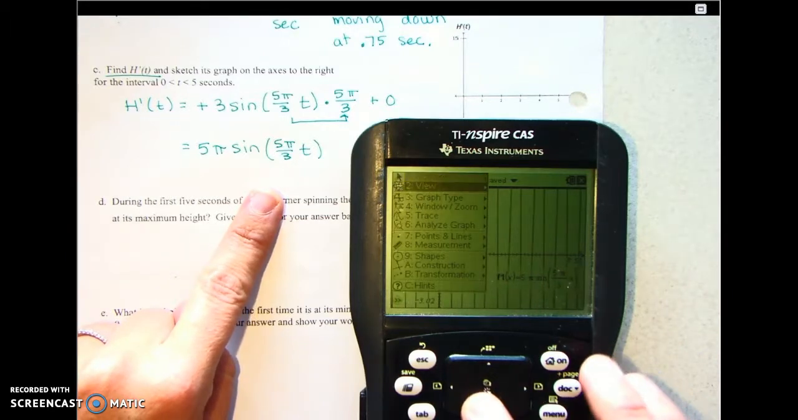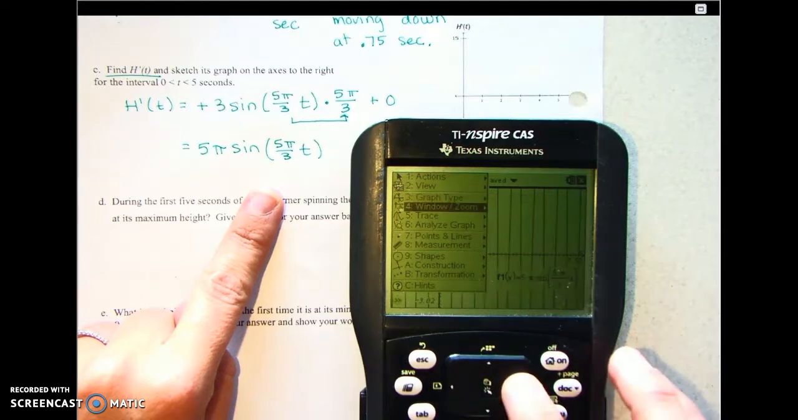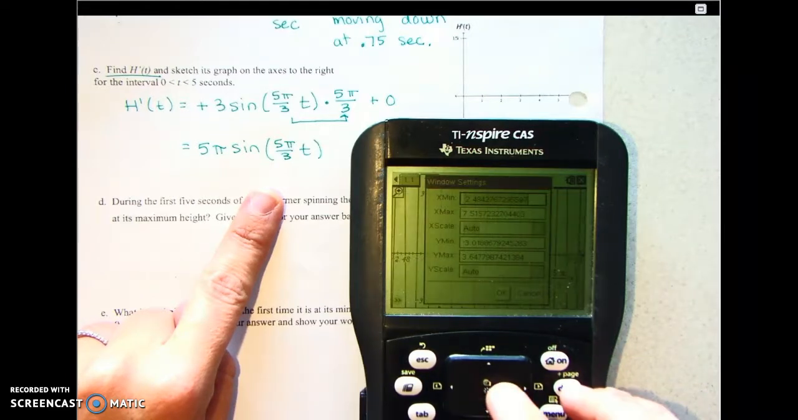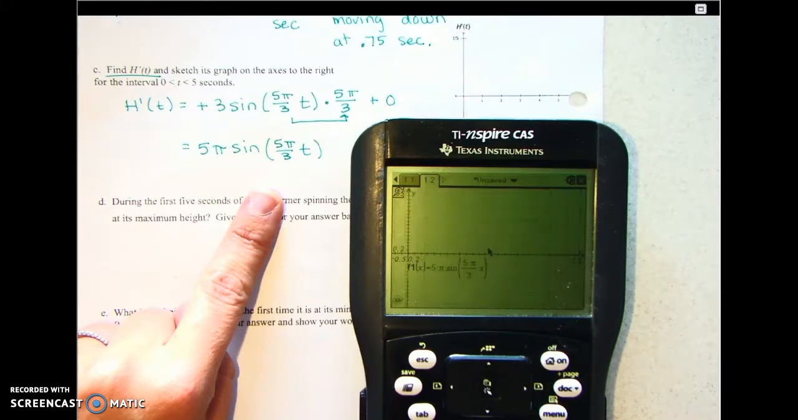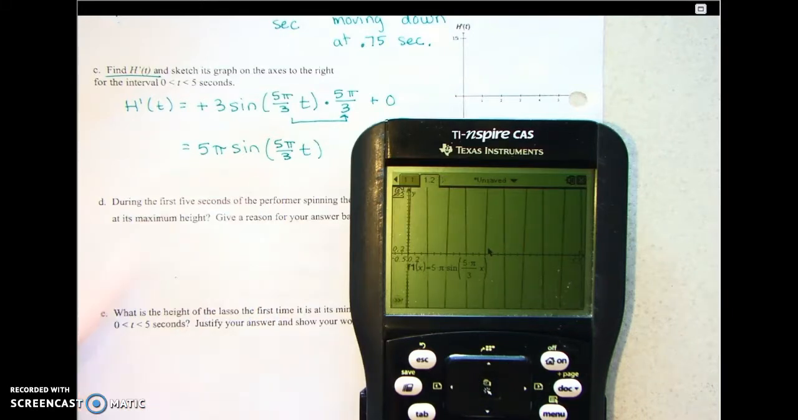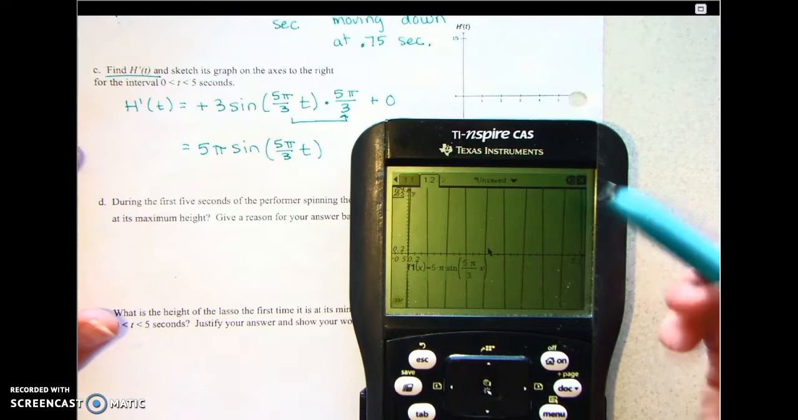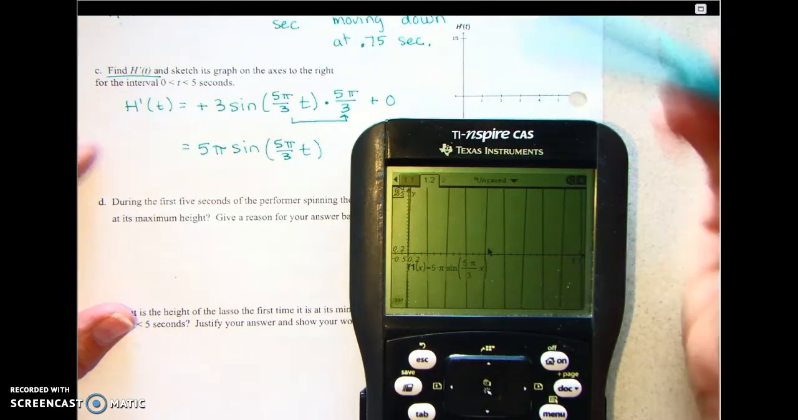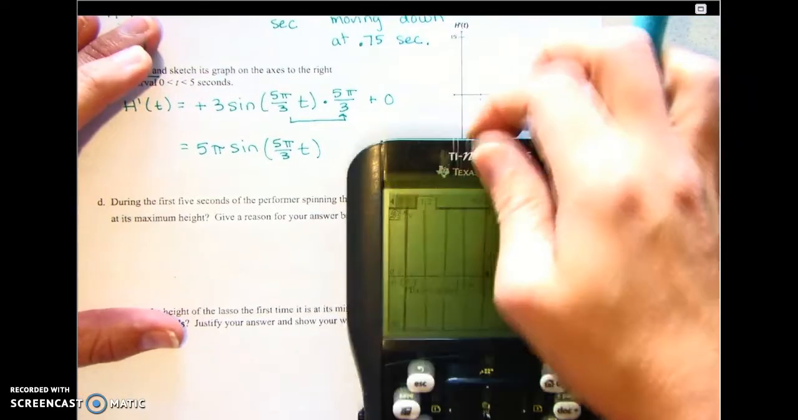So I'm actually going to go to Window Settings, and I'm going to make my X minimum -0.5 and my X max 5.5. Okay, that's crazy. How am I supposed to graph that? I wonder if I did something wrong. That's what I wonder, you know, and it's just that crazy. Okay, so we need to graph this somehow, but let's try and answer the questions.